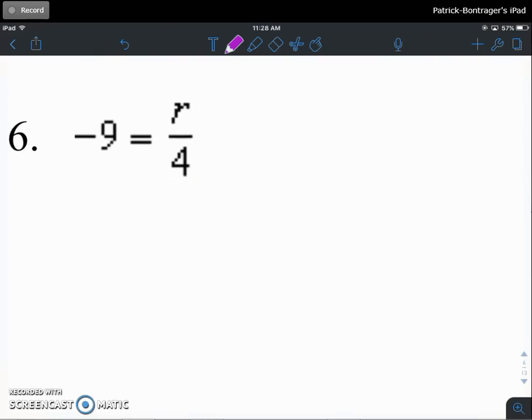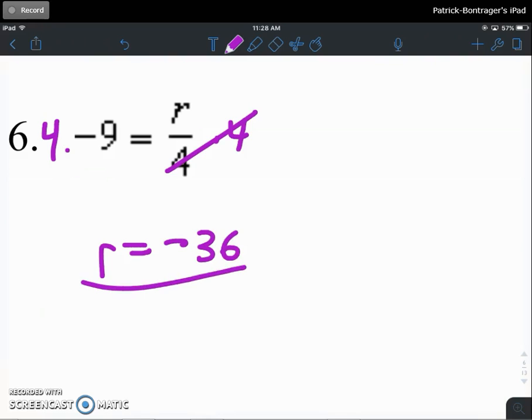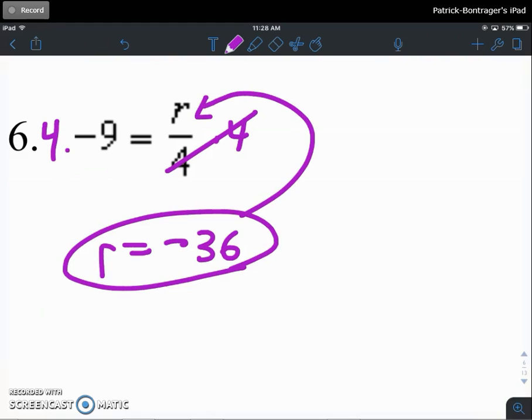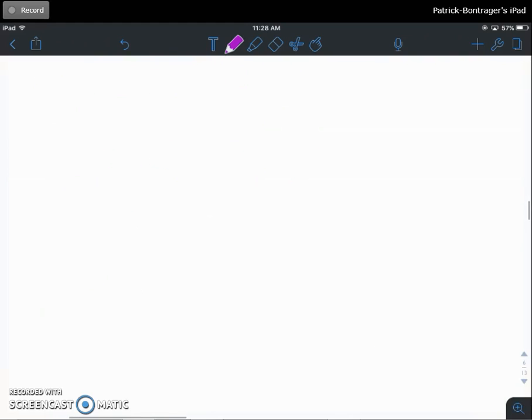Our r and 4 are connected by division, and to undo division, I multiply. And so r equals -36. Again, we can check all of these answers just by plugging back into the original, making sure both sides of the equal sign are equal.